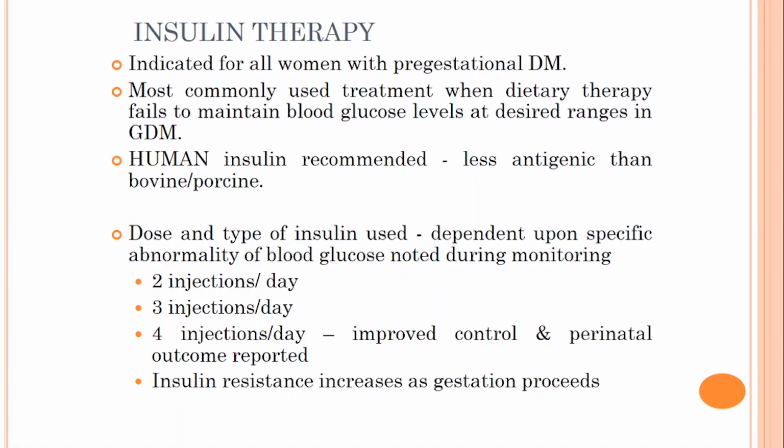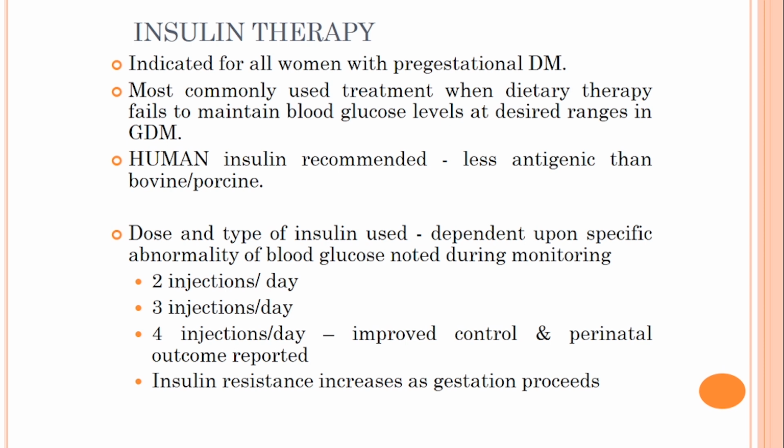Insulin therapy is indicated for all women with pre-gestational diabetes, no matter how low the dose is. Any patient with gestational diabetes is a candidate for insulin therapy ab initio. The most commonly used treatment when dietary therapy fails to maintain blood glucose at desired ranges in GDM is also what? Insulin.